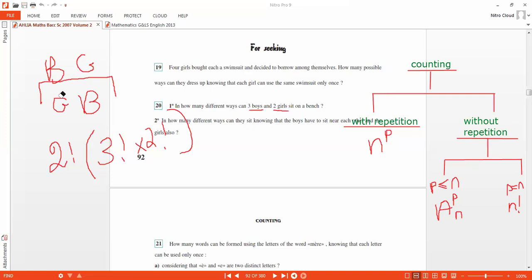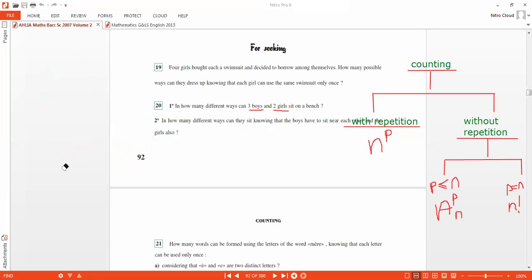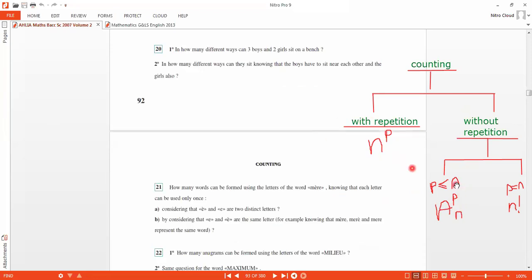So that's our lesson. Of course, we have a lot of exercises that you can practice alone, as long as you ask yourself if you have a repetition or without repetition, and if you have the same number of elements or less, you can use one of these rules.